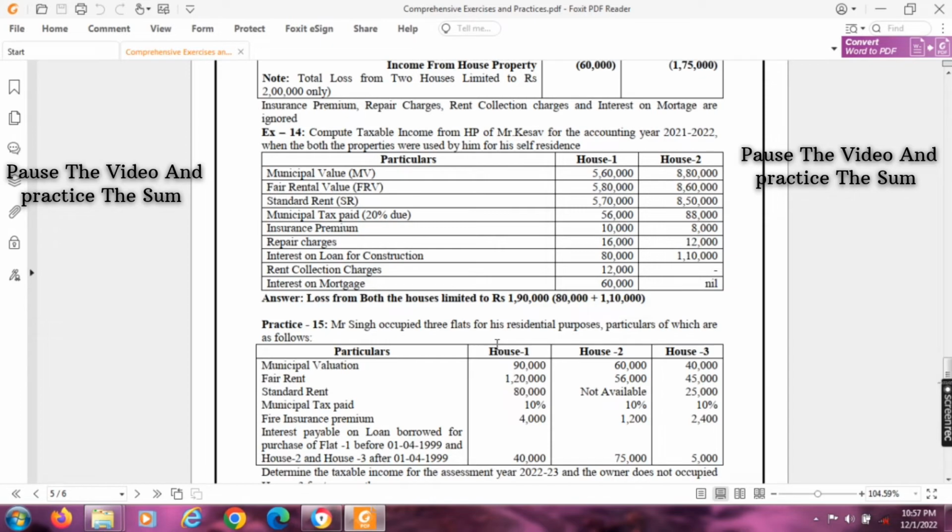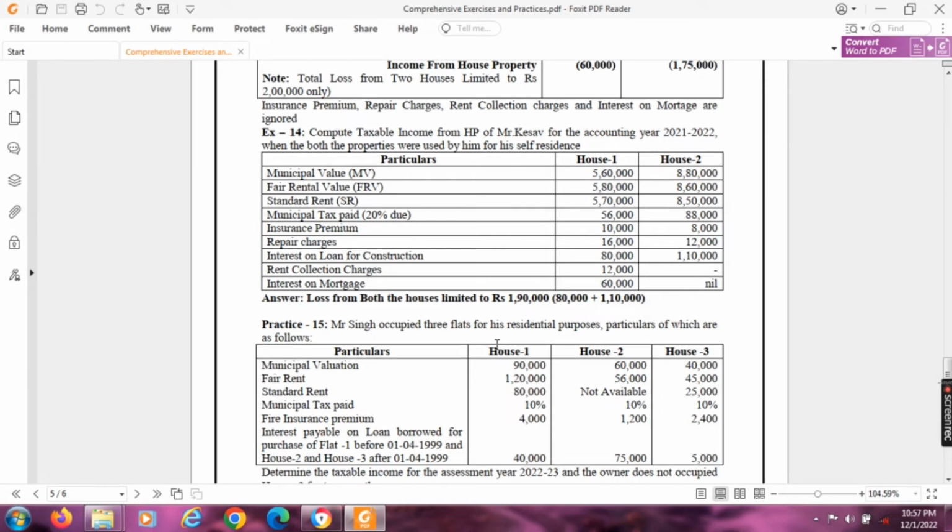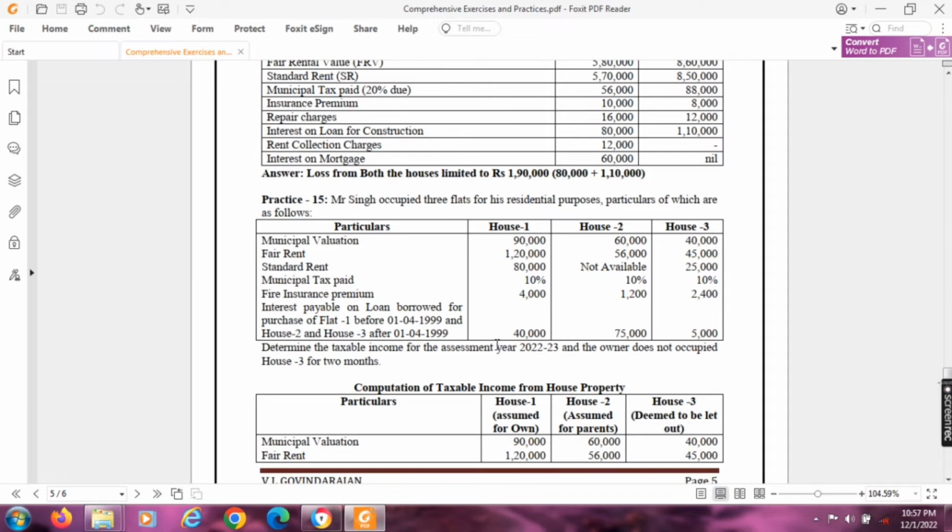We'll see practice 15. Mr. Singh occupied 3 flats for his residential purposes, particulars of which are as follows. The income tax department permitted only 2 houses, one for the assessee himself and another one for his parents. But the third house will definitely be treated as deemed to be let out. Which house will be taken as deemed? The house property whose gross annual value is lower, that lower GAV property will be treated as deemed to be let-out property. Please mind it. Now we start the practice.